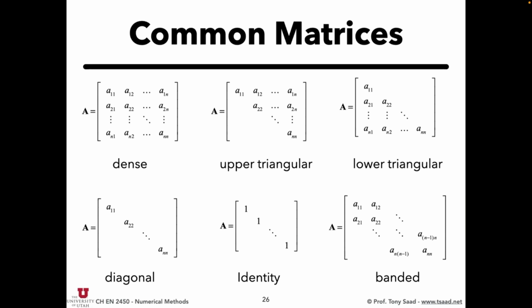The most common type is when the matrix is full of entries everywhere. All the entries are non-zero, or most of them are non-zero. We call that a dense matrix. That's the one on the upper left.